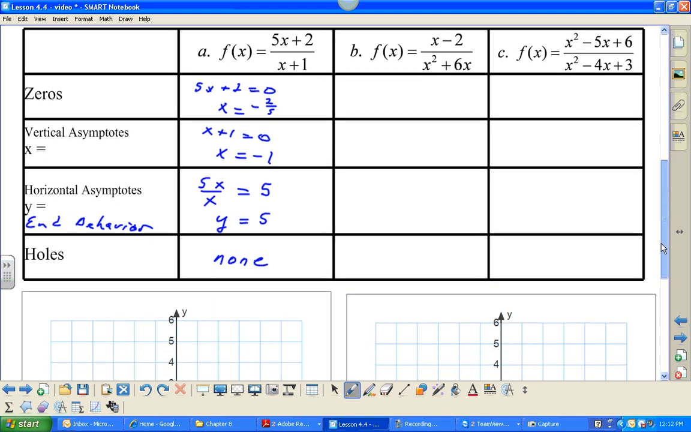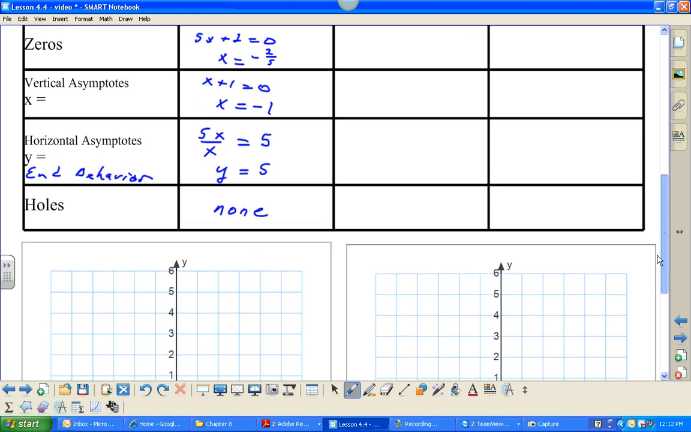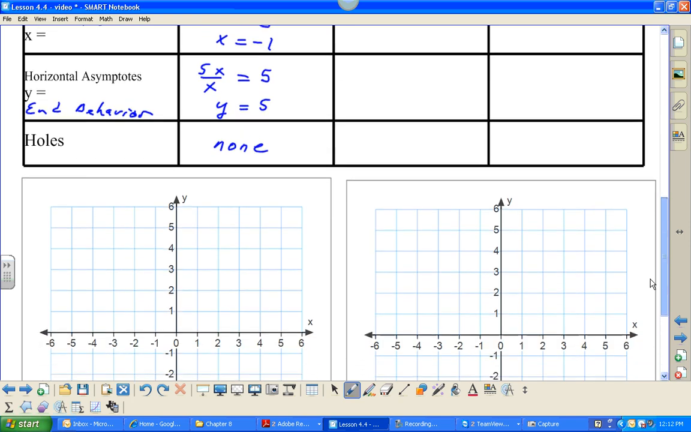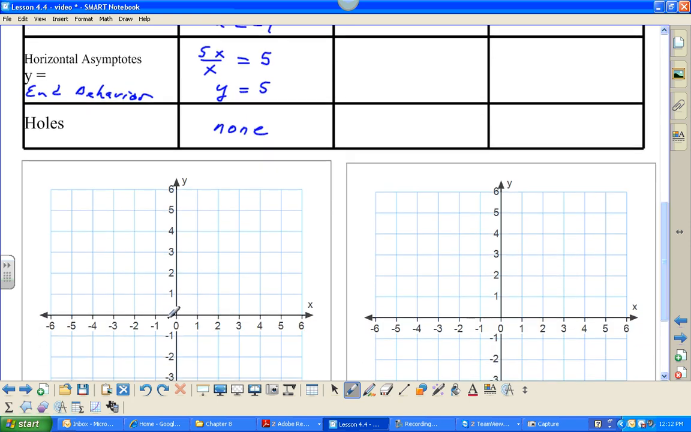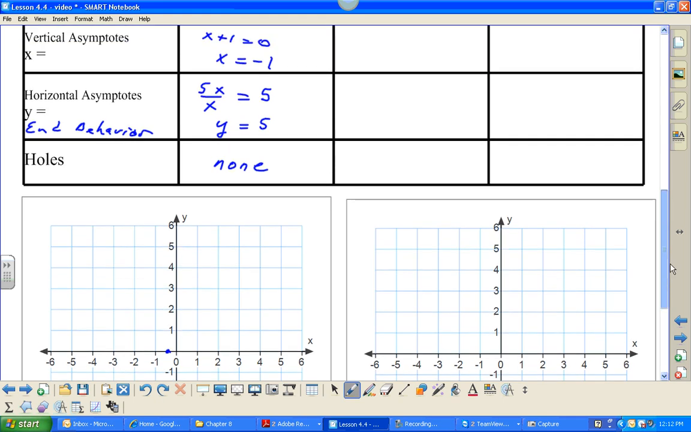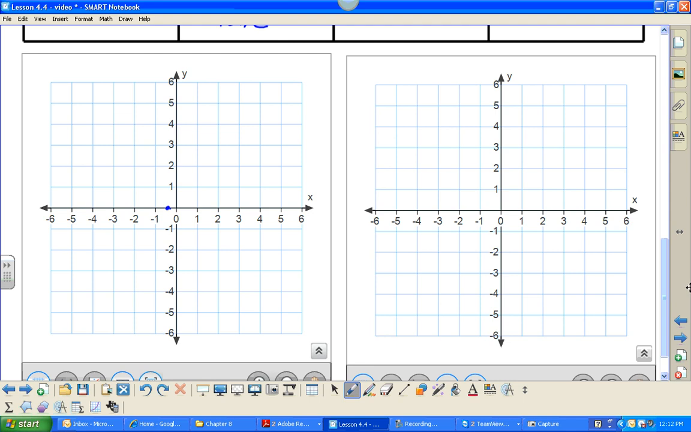So let's go ahead and graph this one first of all. It says we have a zero at negative 2/5. So let's see, negative 2/5, that's about here. We'll mark that, about 0.4. And it tells us there's a vertical asymptote at x equals negative 1. So what we'll do there is draw a vertical line at negative 1.